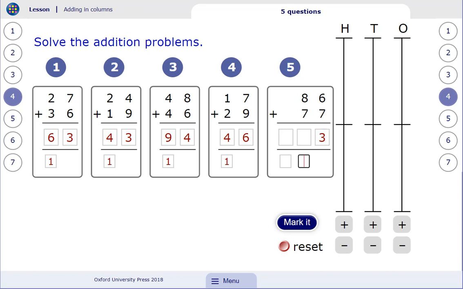And I take those 10 ones that I've exchanged for 10, I put them in the tens column underneath. Then I'm adding 8 plus 7, and then I've got another one. So that makes 16 tens all together. So again, I can exchange 10 of those tens for 100. So I put it in the 100 column. And then I don't have any other hundreds. So I can just add that. Let's see if I've got them right.